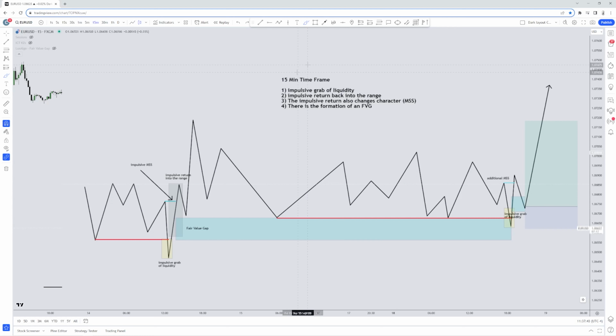So let's begin. This strategy takes place on the 15-minute time frame. What you want to see is number 1, an impulsive grab of liquidity. Of course, just to add something, you can use this strategy on every single time frame. I'm just trading the 15-minute time frame mainly.